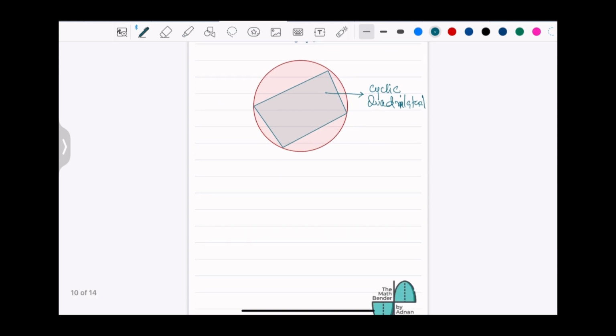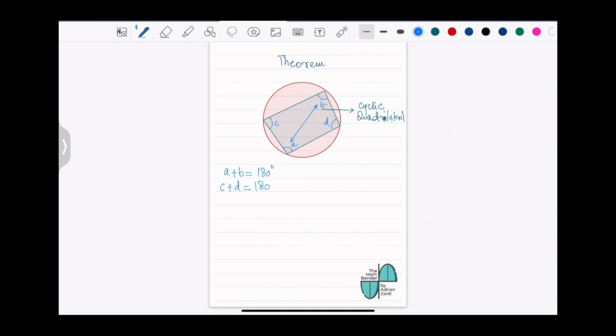Now the rule is that even if you draw them, you will observe that the angles opposite to each other, so let's say if I name this angle A, angle B, the sum of the opposite angles of the quadrilateral is 180 degrees. So if this is angle C and this is angle D, then C plus D is also equal to 180 degrees. So let's see some examples here.